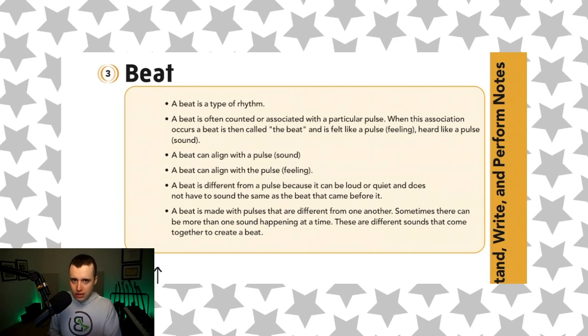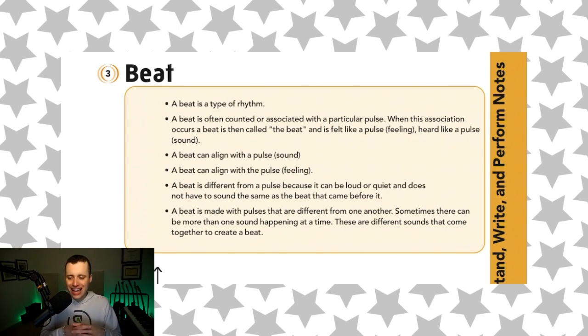A beat, just like we talked about, can also align with the pulse feeling. So someone says, "Can you feel the beat?" What they're saying is, can you feel the pulse that I am feeling? Now, a beat is different from a pulse because it can be loud, it can be quiet, and each sound in the beat does not have to be the same as the beat that came before it.